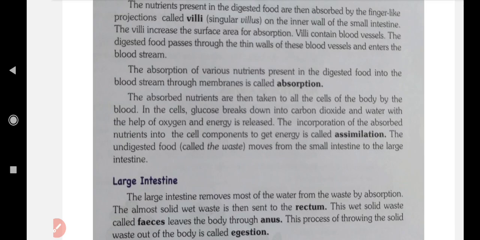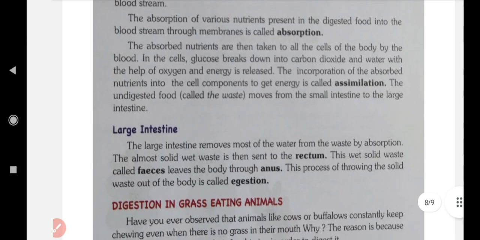The undigested food, called the waste, moves from the small intestine to the large intestine. Okay. Now we will see what is the function of the large intestine. The large intestine removes most of the water from the waste by absorption.